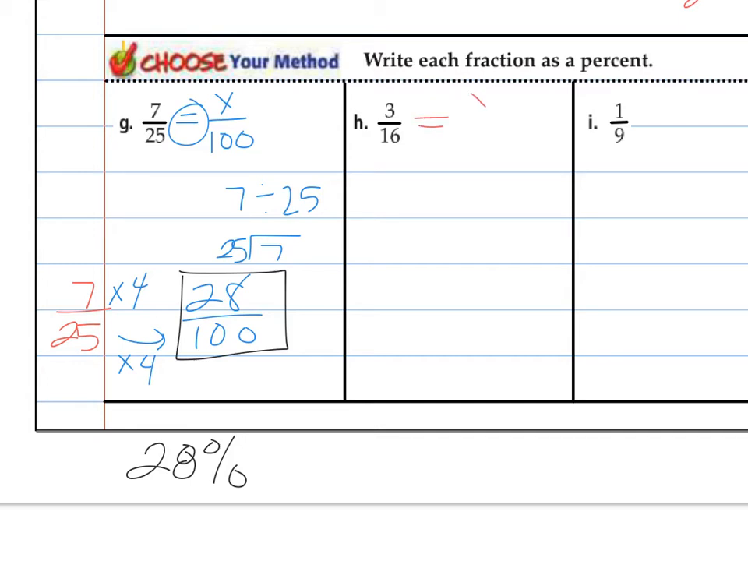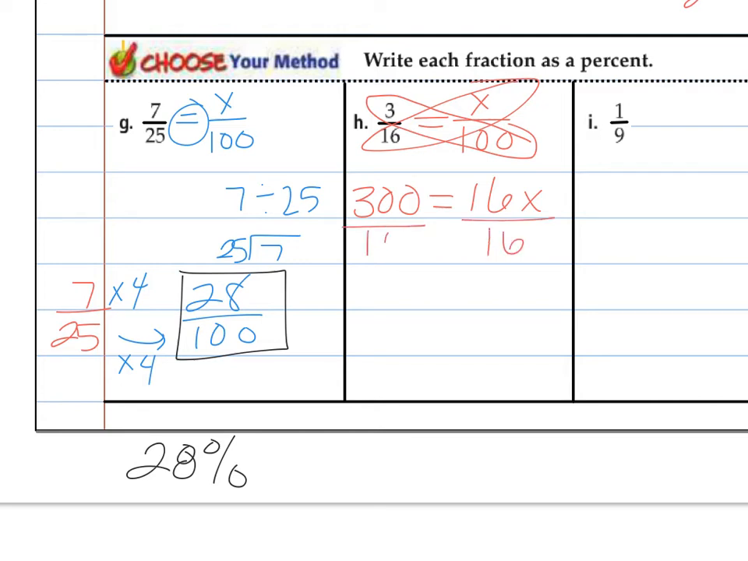Here I can set it again as a proportion, and I'll try that way. Do this method this time. Then I do 3 times 100, which is 300, is equal to 16 times x. Then I'm going to solve for x by dividing by 16.